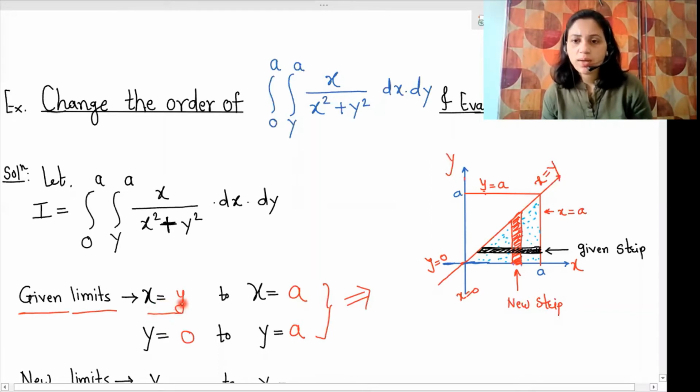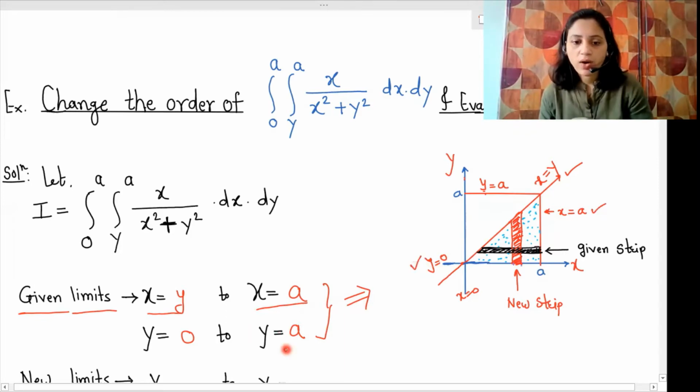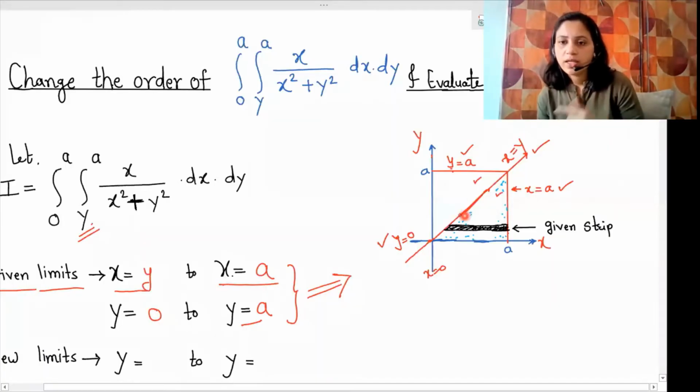Now my first limit is x is equal to y. x equal to y means a line passing through the origin, right? So this is the line passing through the origin, x equal to y. Now the second limit is x equal to a. x equal to a means the line which is parallel to the y-axis. Now the next limit, y equal to 0. This is the equation of the x-axis, right? Now y equal to a means the line which is parallel to the x-axis. So once you plot these limits, the next point is the strip.